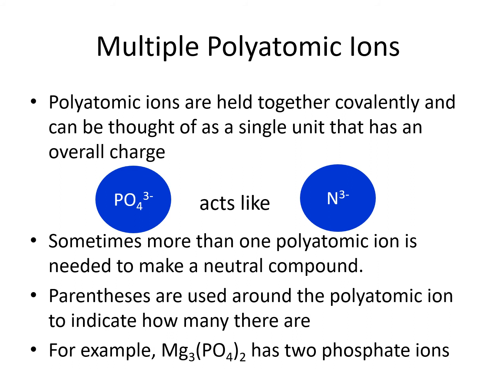Just like with nitride, sometimes we need more than one of them in order to make our compound neutral. When that's the case for a polyatomic ion, we're going to need to surround the polyatomic ion in parentheses, and then put a subscript on the outside to indicate how many of that polyatomic ion we have. So for example, with Mg3(PO4)2 we have 2 phosphate ions. Notice we're not writing it as P2O8, but we're going to keep that PO4 as its own individual unit. And then the parentheses with the 2 tells us that we've got 2 of those individual units.